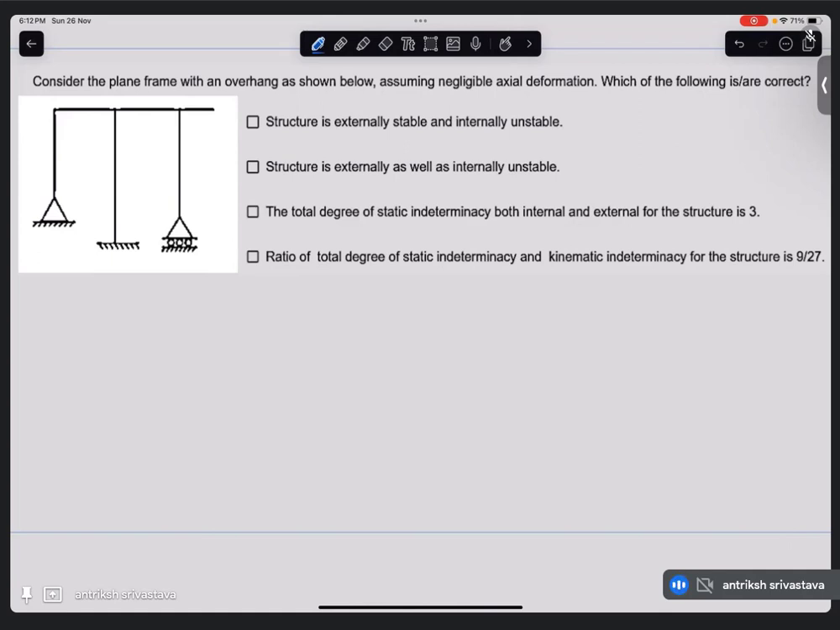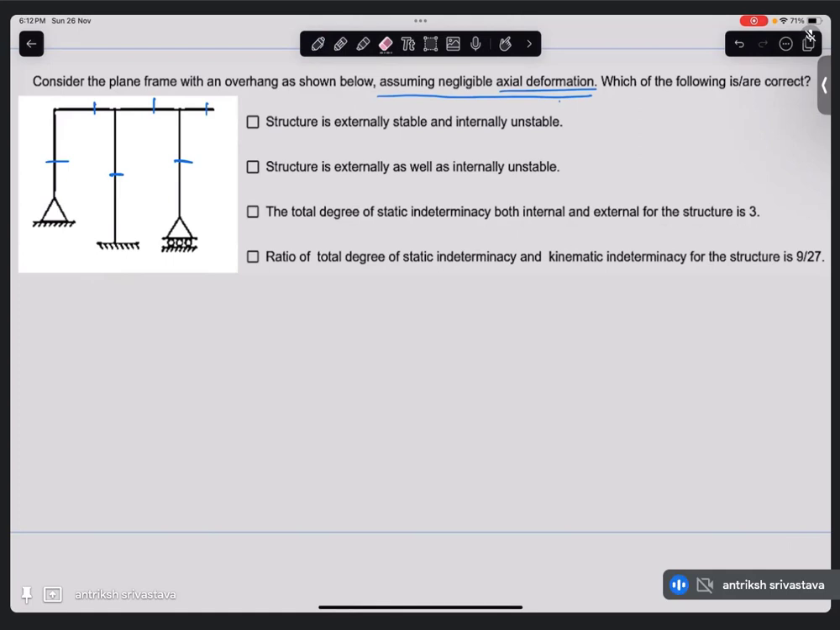Assuming negligible axial deformation. What does that mean? That all the members are inextensible. So the M in case of the kinematic indeterminacy is going to be 1, 2, 3, 4, 5, 6. Okay, so what are the options here? Structure is externally stable.